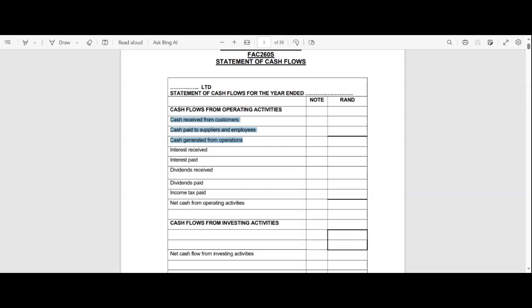Now, ladies and gentlemen, let me ask you a little question here before we carry on with the rest of that section. You can see that that first line item is called cash received from customers. It is not called cash receipts from debtors. Why do you think it's called cash receipts from customers and not cash receipts from debtors?